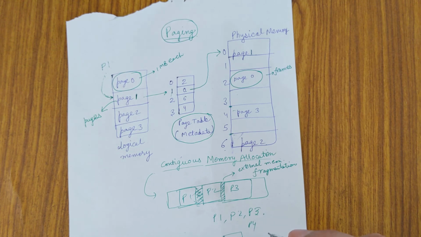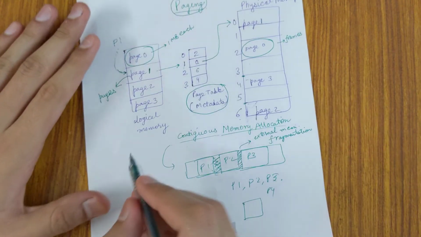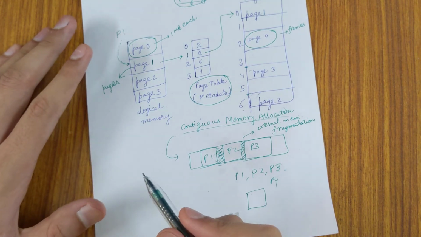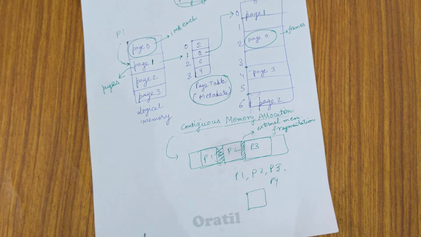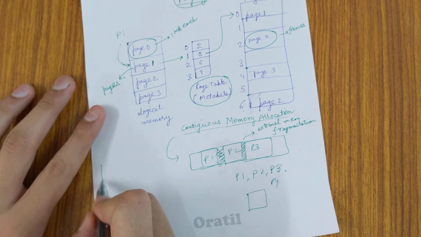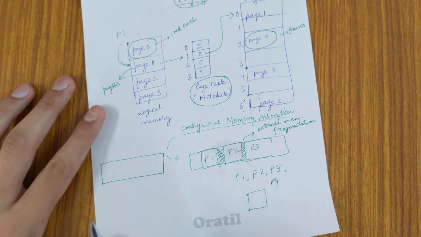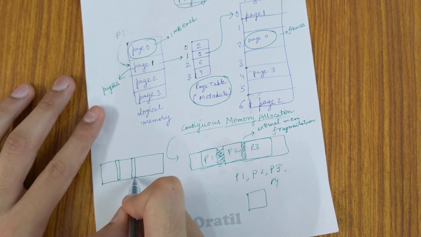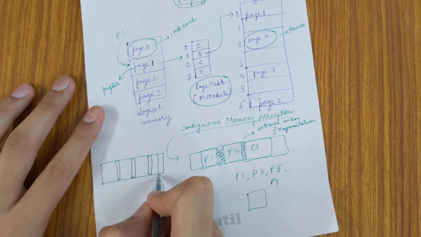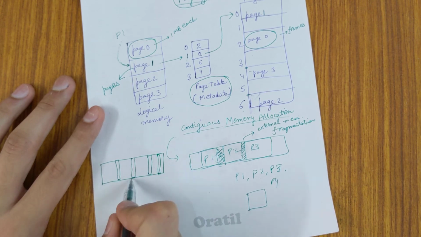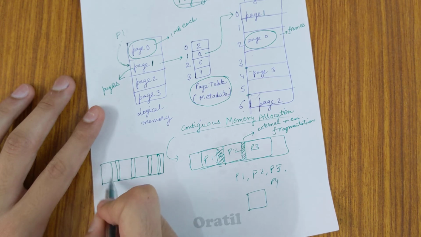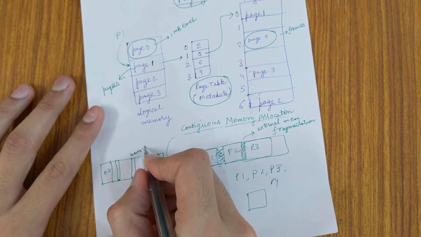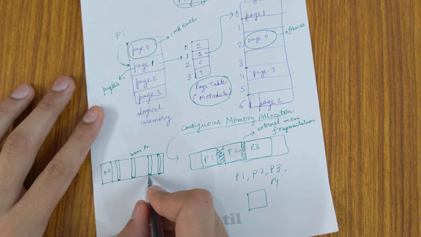In this technique we can have something like this. Let's say our memory is like this, and we have very small chunks. These are, let's say, frames basically. It's physical memory, right? So let's say this part is dedicated to the OS and this is for user processes. Then this is further divided into frames.